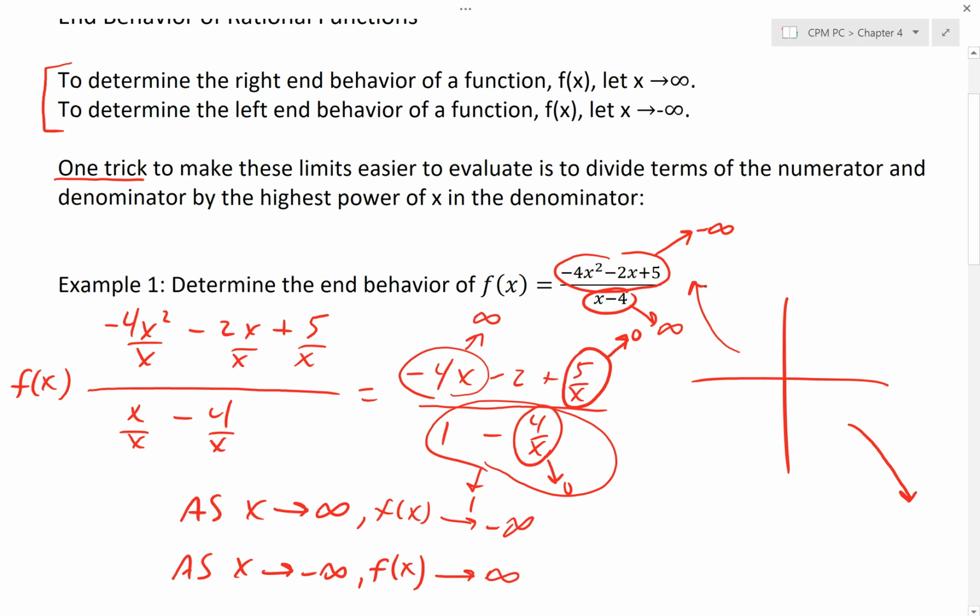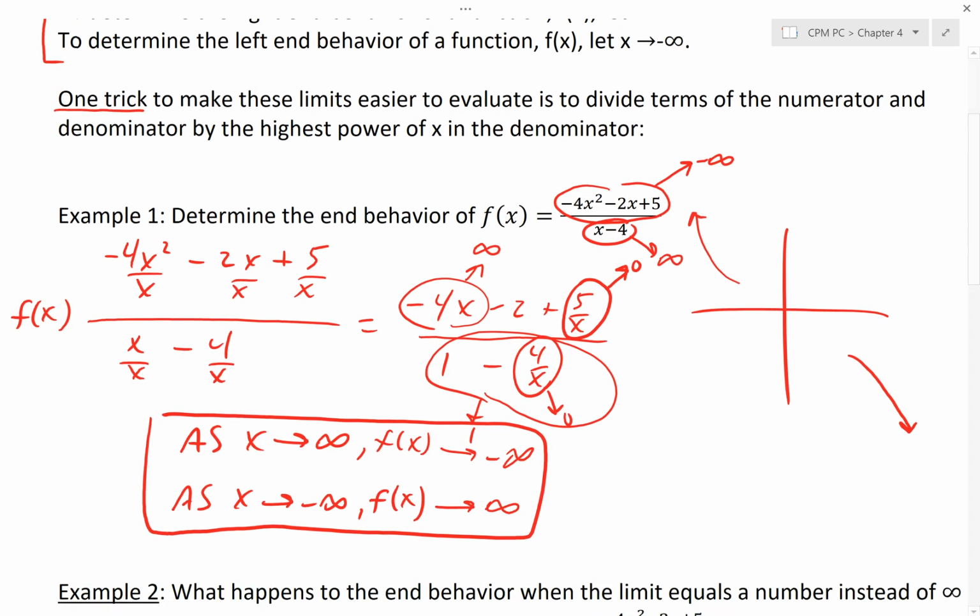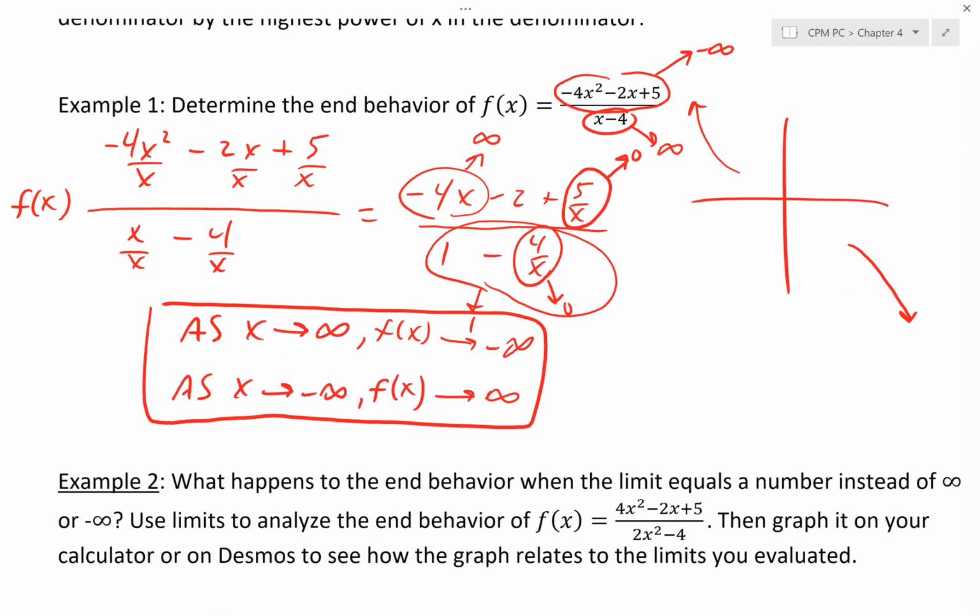So we're not talking about what's happening in the middle of the function. We're just saying that as this graph goes far to the left, it's going to go up, and as the graph goes far to the right, it's going to go down. So that's called end behavior. Okay? And so this is the conclusion we're looking at. We're just trying to decide what's happening to this graph as we go far to the right and far to the left.